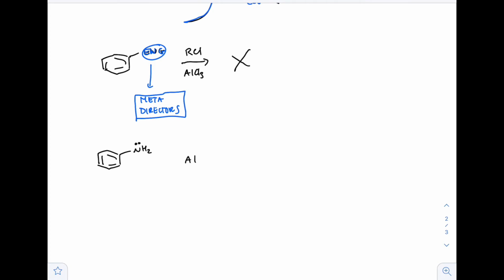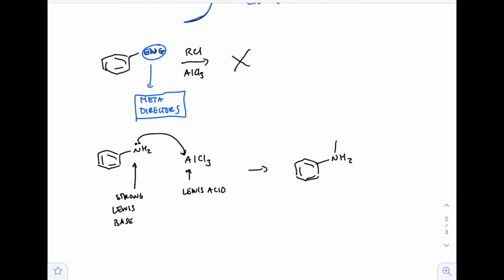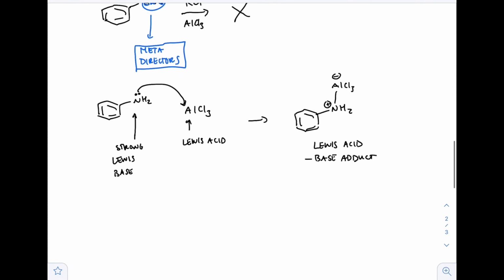So that is an unfortunate limitation, but it makes for a good synthesis problem because now you've got to be creative in making that, and you'll see that later. So let's take a look at aniline. It's a super strong Lewis base, and we have a Lewis acid present when we're trying to do Friedel-Crafts reactions in general, right? So what happens is we get a Lewis acid base adduct where the nitrogen attacks the aluminum, and this Lewis acid base adduct basically puts a positive charge on that nitrogen, right? It's no longer available to donate its lone pair to the ring.